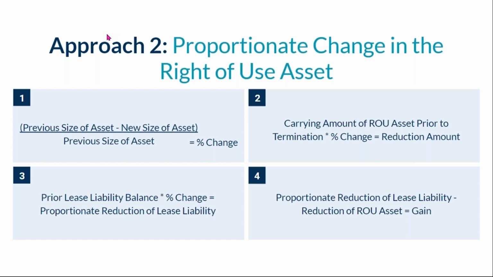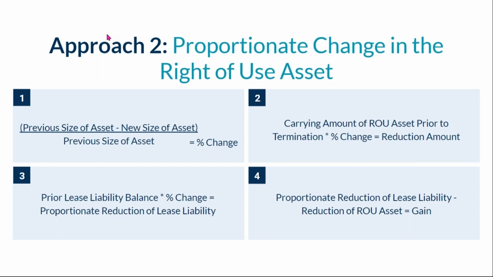And then the remaining right of use asset for this approach is calculated based on the proportionate change in the right of use asset, but the remaining lease liability will always be equal to the present value of the remaining modified lease payments. So again, for this approach, the difference between the reduction of the right of use asset and the reduction in the lease liability is going to be a gain or loss recognized on the income statement.